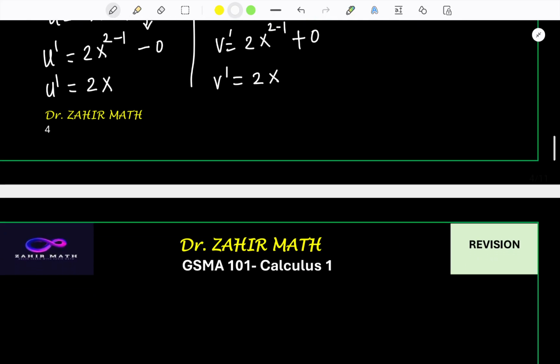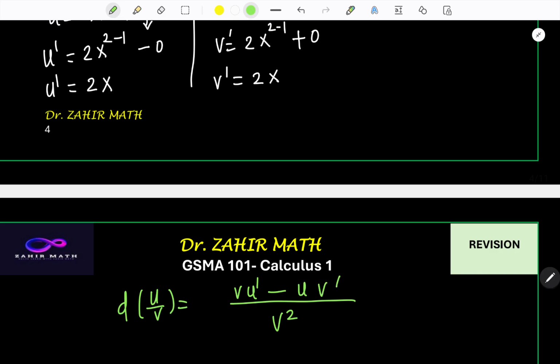Right. So let me go to the formula. The formula is derivative of u by v is equal to v into u dash minus u into v dash, over v square.